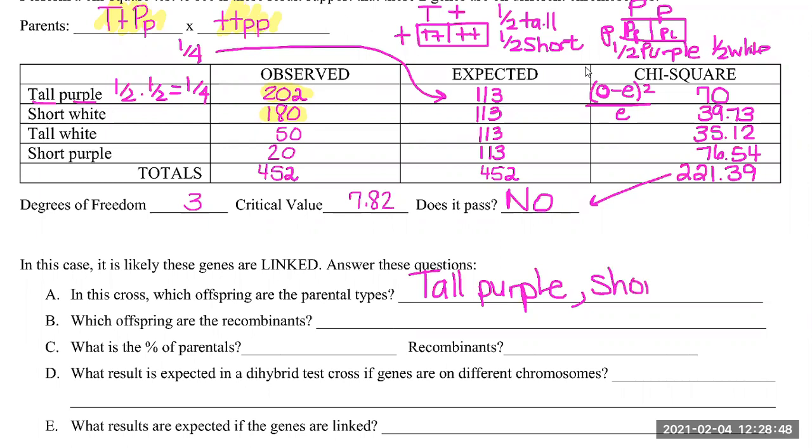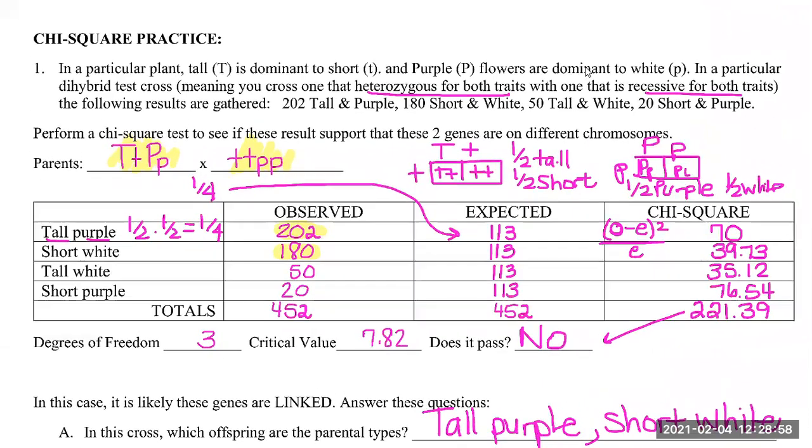How do I know that? Because the definition of parental is an offspring that has the same combination as one of the parents. So what were my parents?